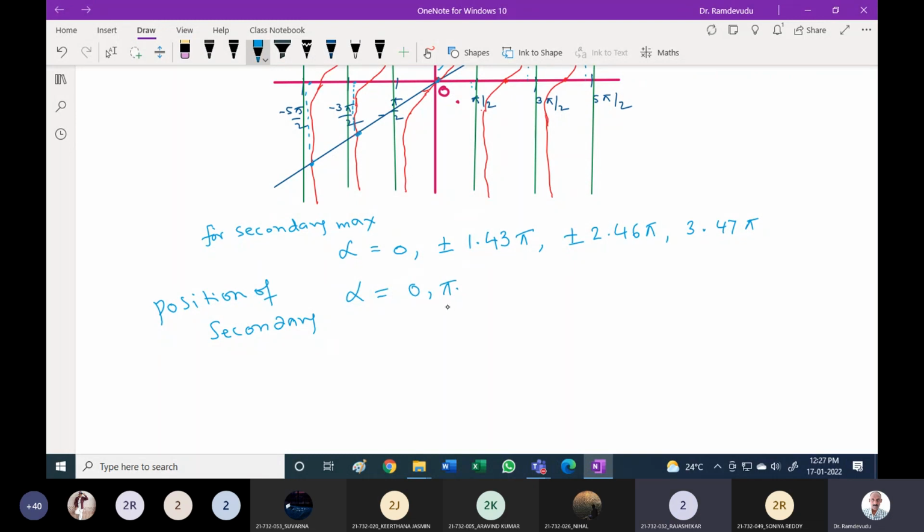Or sorry, 3 pi by 2, 1.5. I take 5 pi by 2 likewise. That means secondary maxima will be coming at points, I'll take that. So therefore, I'll get it as 0, 3 pi by 2, then 5 pi by 2, then 7 pi by 2, and so on.